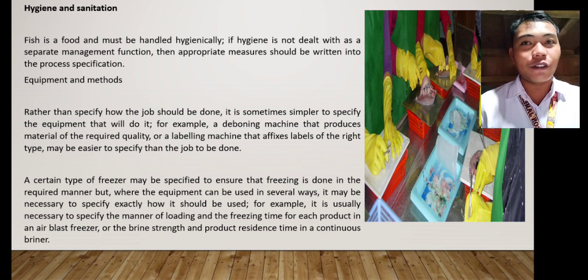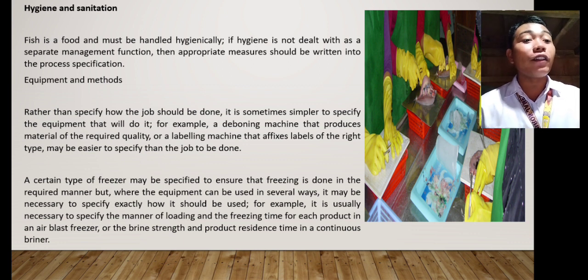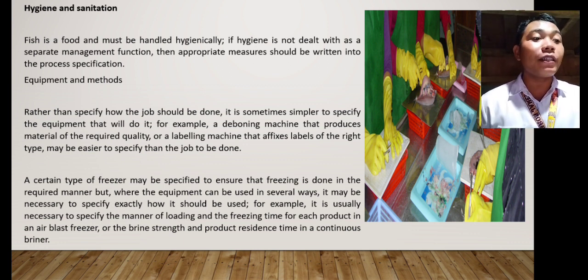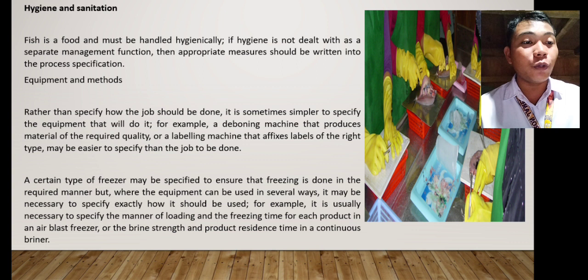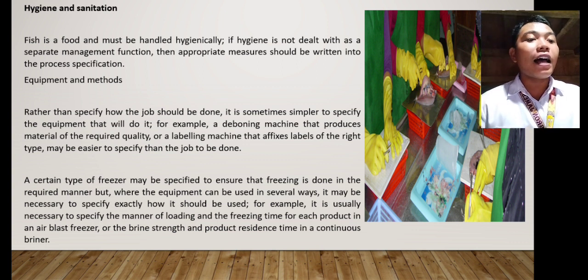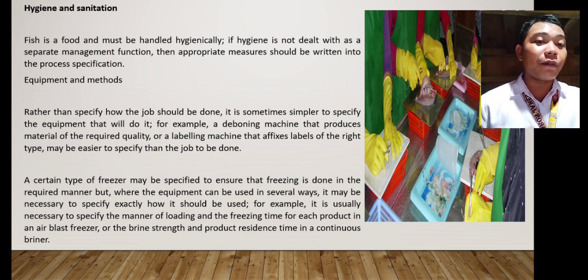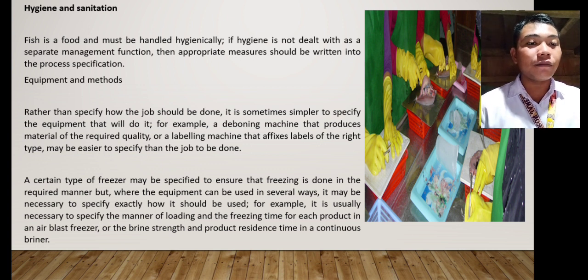Equipment and methods. Rather than specify how the job should be done, it is sometimes simpler to specify the equipment that will do it. For example, a deboning machine that produces material of the required quality or a labeling machine that affixes labels of the right type may be easier to specify than the job to be done.